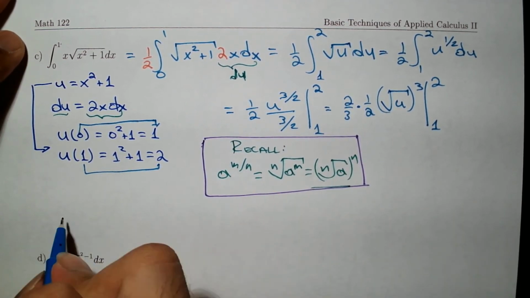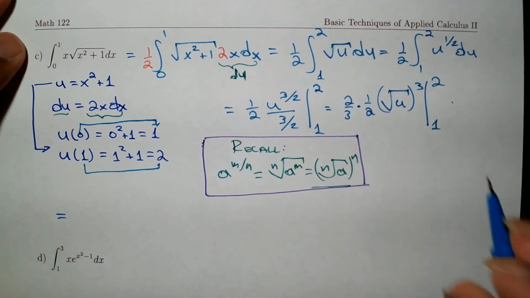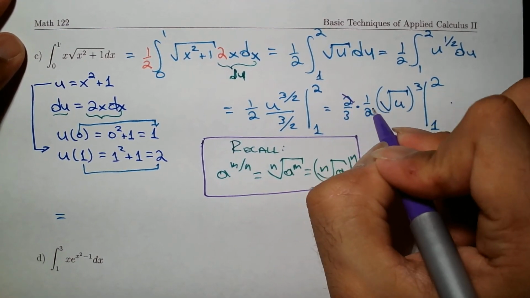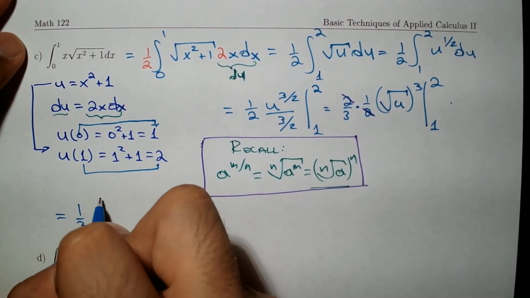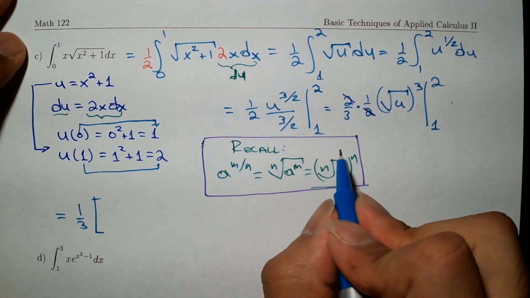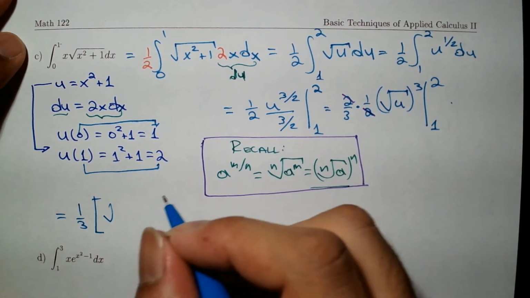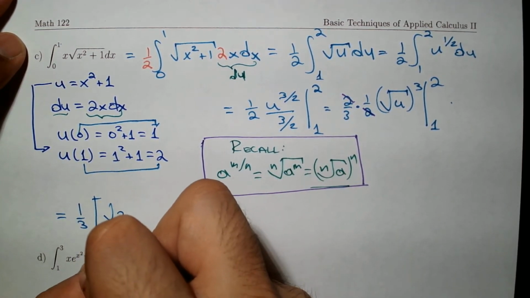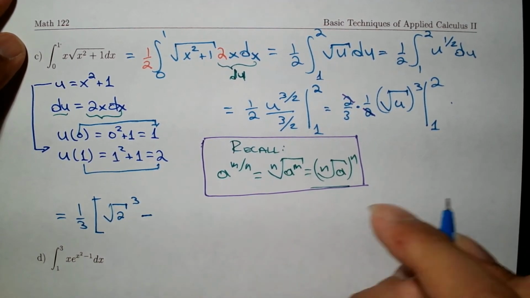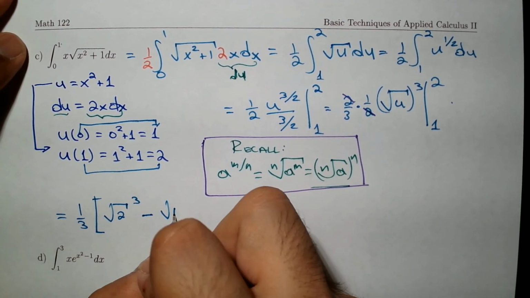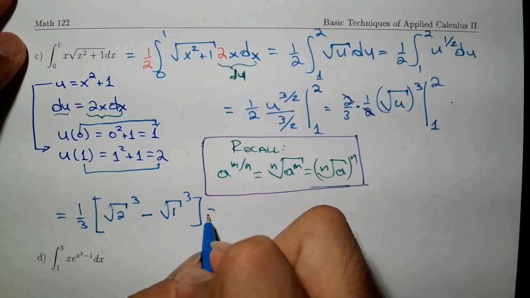Okay, so I'm going to continue here. I'm going to go from here to over here. By the way, notice how these 2's cancel, they go away, and I will be left with 1/3. So I'm going to have 1/3 times, first of all, the upper limit, which is the square root of 2, quantity cubed, minus the square root of 1, quantity cubed.